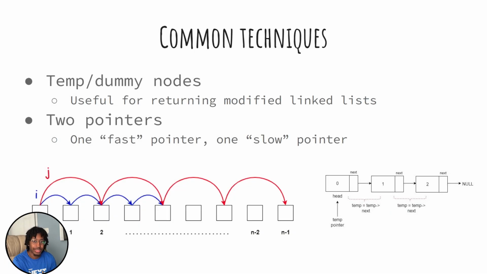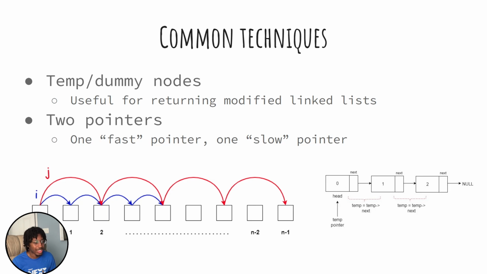Now I'm going to talk briefly about some common techniques that we will use to solve a problem involving linked lists. So one is a temp / dummy node. This is useful for returning a modified linked list. Typically what we'll do is create a temp node, and this is just going to point to the head node. And instead of modifying the head node and traversing with the head node, we're going to traverse with this temp node. That way we're not modifying the head node and doing things that we don't want to do, specifically when talking about edge cases.